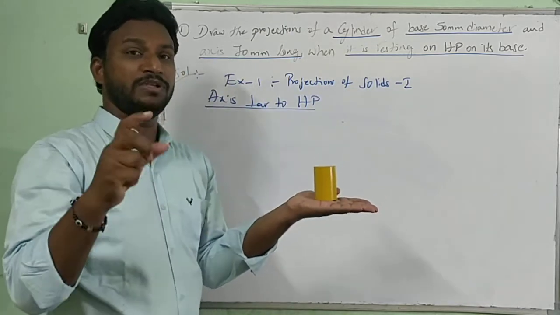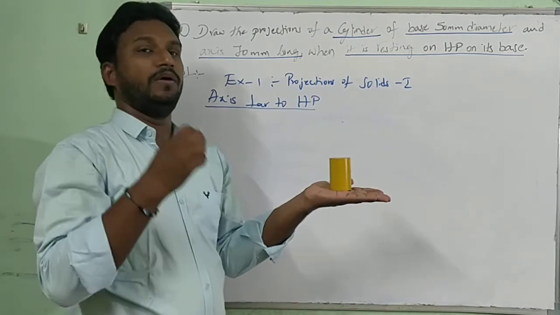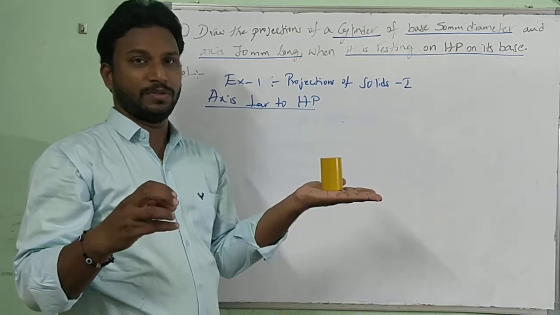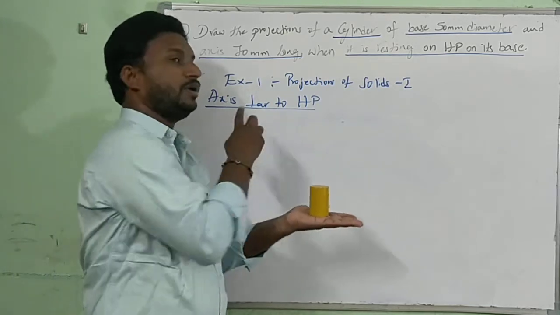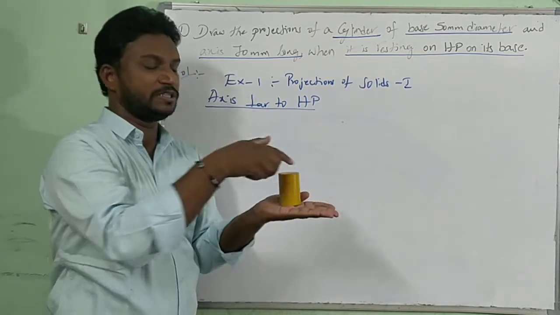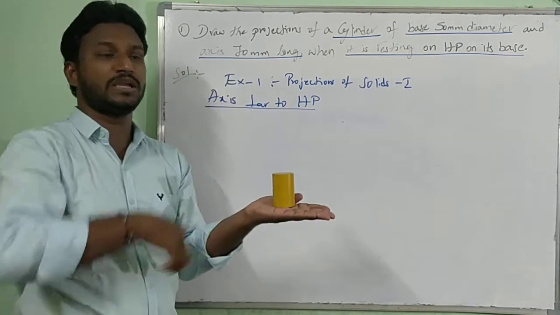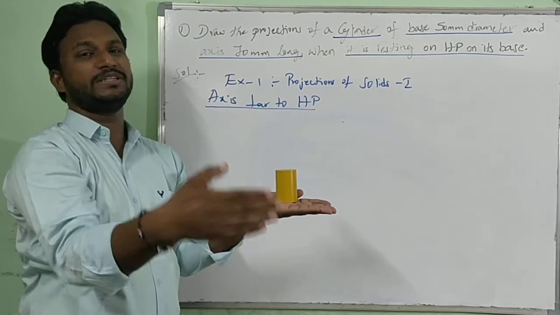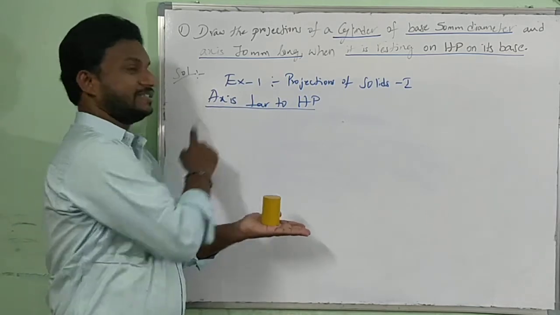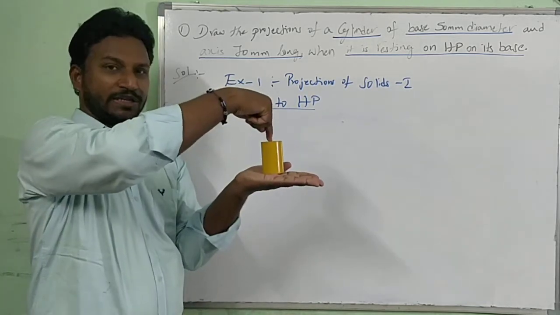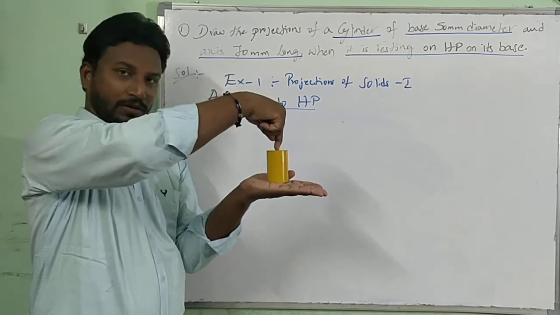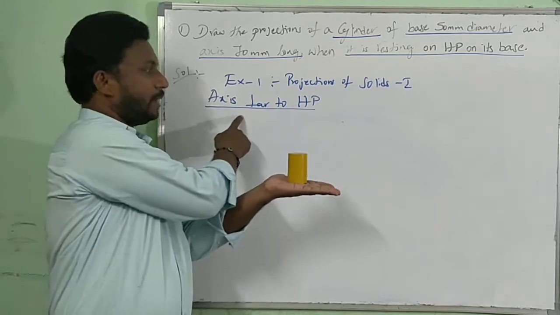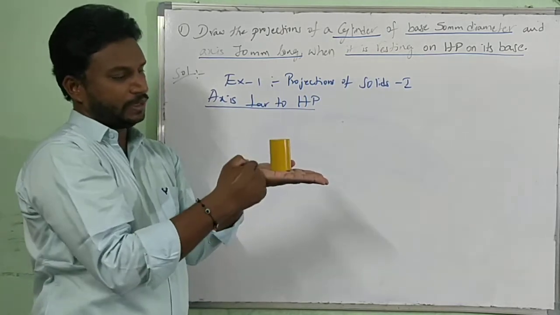But which view do you have to draw first? As per rule, we are supposed to draw the base shape first. Base is what? Circle. In which view can you see the circle? Top view. So draw the top view first and then project its front view. We are discussing axis perpendicular to HP. Now you have to imagine the axis, an imaginary line from top center to bottom center. It is vertical, perpendicular to HP, at 90 degrees.